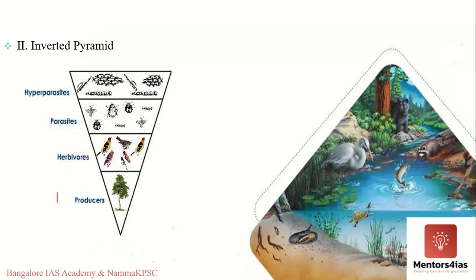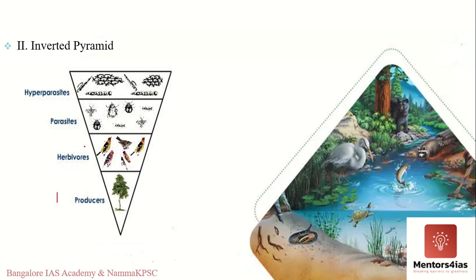Even if you're able to count the number of birds in the particular tree, how can you count the number of parasites? Even if you're able to count the number of parasites, how can you count the number of hyperparasites? It is very, very difficult. Therefore, the pyramid of numbers does not represent a complete definition of the structure of an ecosystem. So many of the times, in order to understand the interaction between different organisms in an ecosystem, the pyramid of numbers is never the first choice.